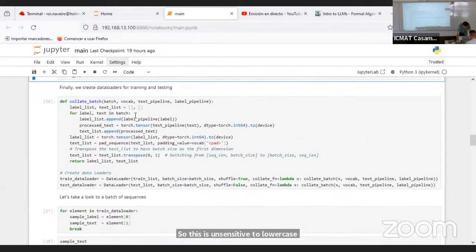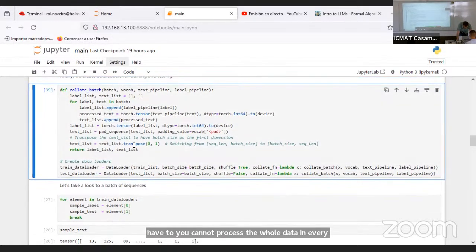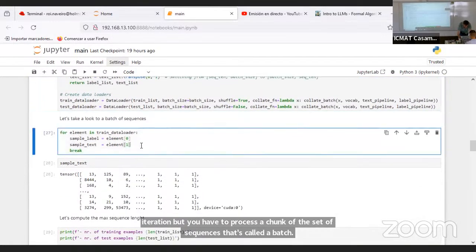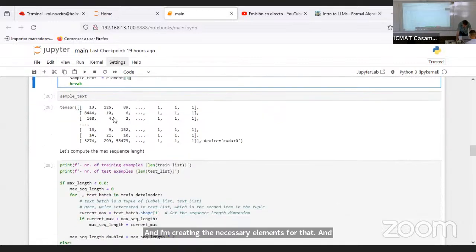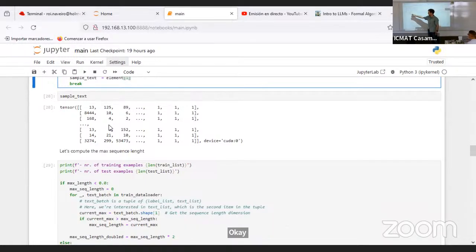Then I will divide my sequences in batches, okay? You cannot process the whole data in every iteration, but you have to process a chunk of data, a set of sequences. That's called a batch. And I'm creating the necessary elements for that. And for instance, here you have a sample of a batch, okay? Each of these elements is a sequence of words. This is the index of the word.